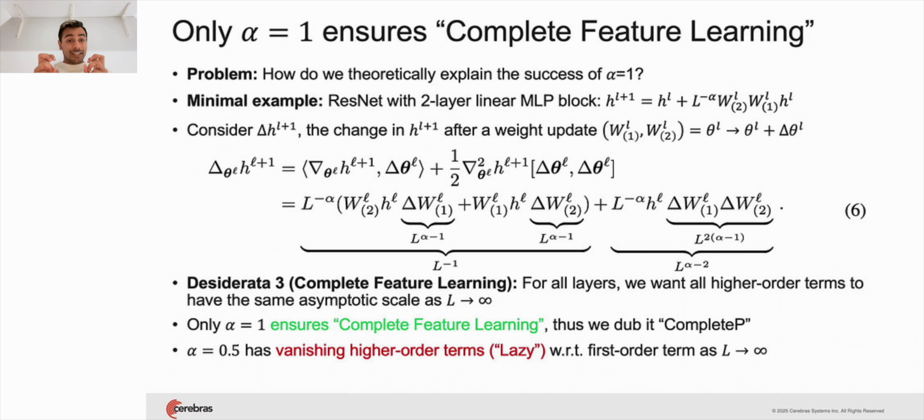Our desideratum 3 that we add, complete feature learning, is that for all layers, we want the higher order terms to have the same asymptotic scale, even as L goes to infinity. Only alpha equals 1 will ensure this complete feature learning desideratum. Thus, we call it CompleteP. Alpha equals half, on the other hand, will actually have vanishing higher order terms, or be lazy with respect to the first order term as L goes to infinity.